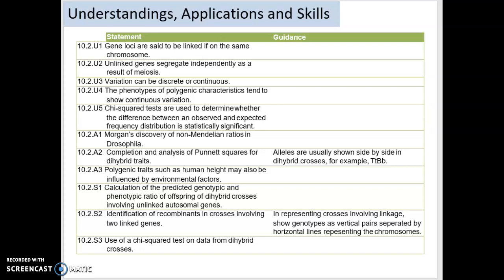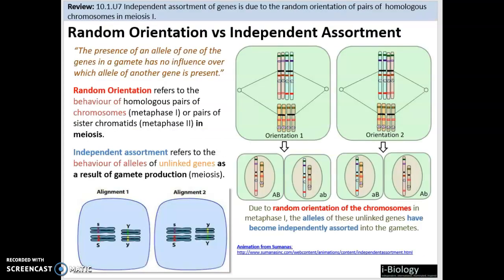So what we'll do is try and look at an example of that in terms of Mendel's peas. If you can't remember about that as well, there are some resources on the classroom for that. I'll try and show you those in a little bit as well.